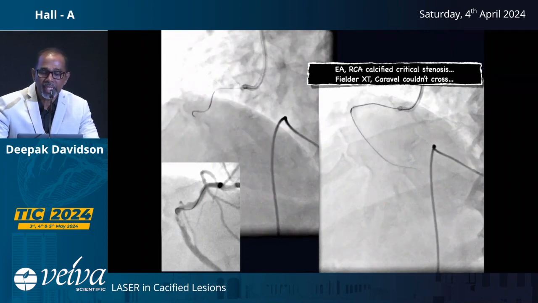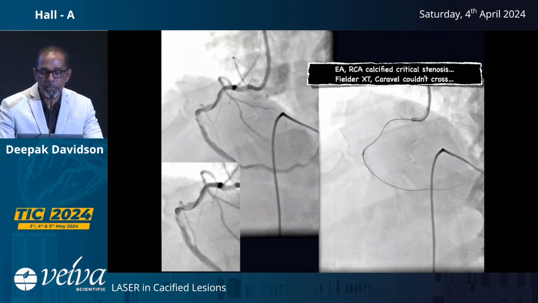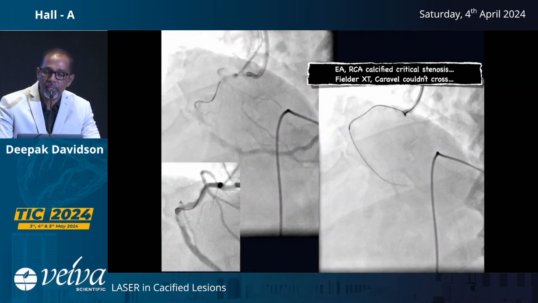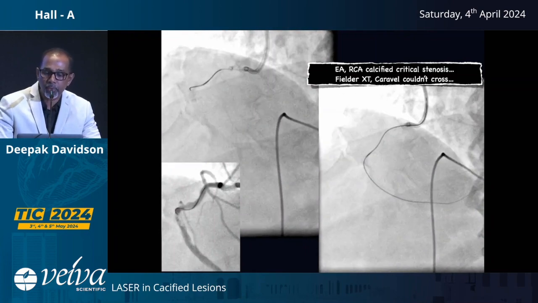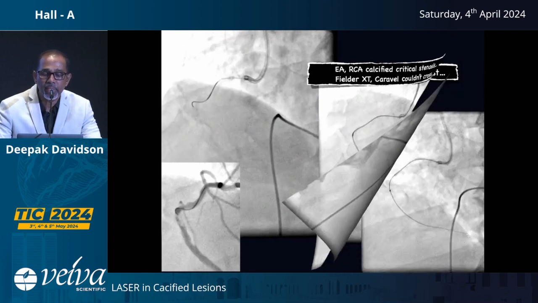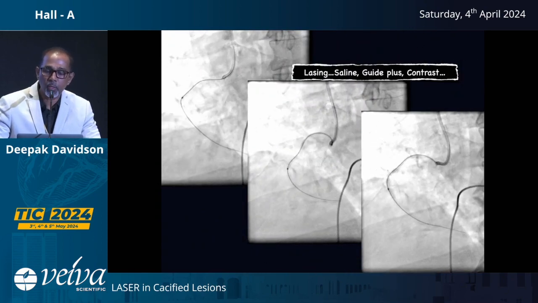We had to wire with a Fielder XT wire. Again, with great difficulty, we were able to wire it. The plan was to do rota. We were not able to get the Caravel catheter, the microcatheter, across the lesion. At that point of time, we decided that we consider this an uncrossable lesion.